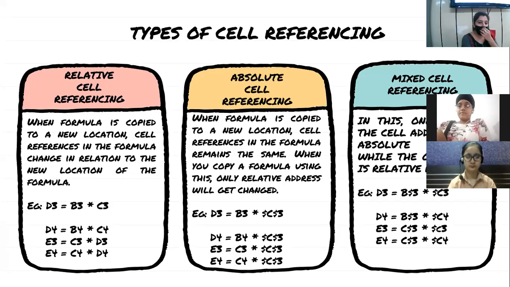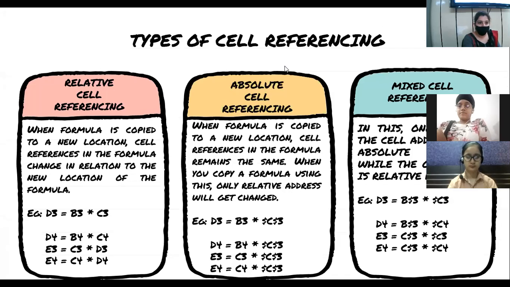Clear? So when I'm copying this formula into the cell D4, B$3 will be same. Okay, then multiply $C4 because the row is changing D3 to D4, so that's why $C3 to $C4. Any doubt in this? It is just a revision of the last lecture. Clear? Any doubt? Okay.